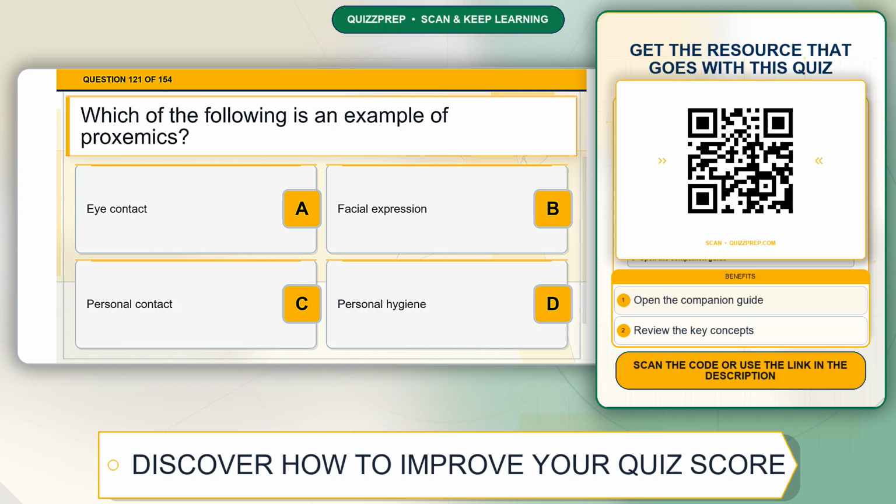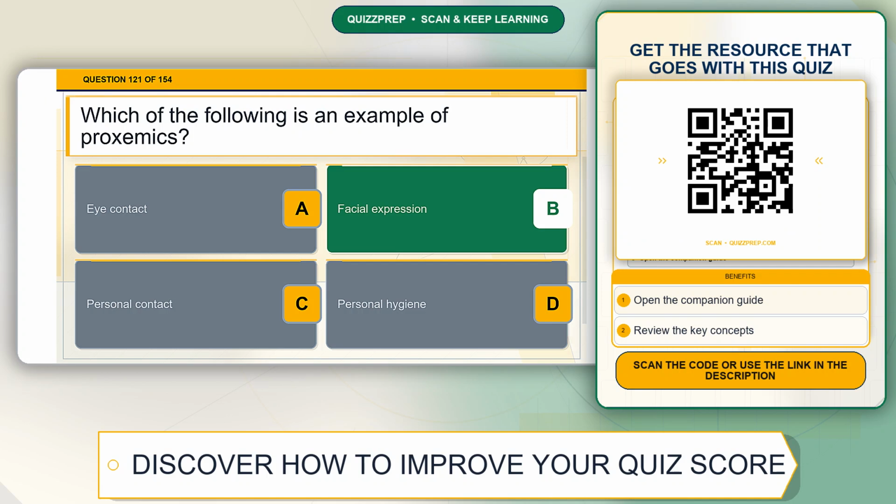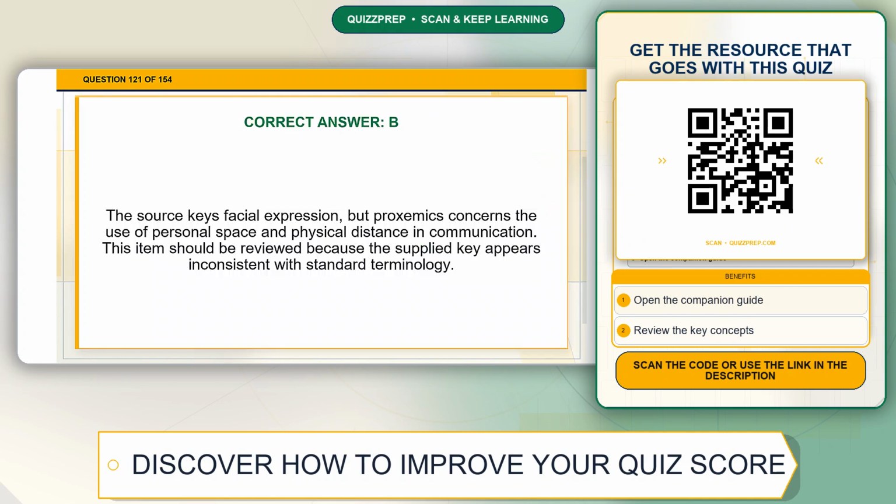Question 121. Which of the following is an example of proxemics? Option A, eye contact. Option B, facial expression. Option C, personal contact. Option D, personal hygiene. The correct answer is option B, facial expression. Explanation. The source keys facial expression, but proxemics concerns the use of personal space and physical distance in communication. This item should be reviewed because the supplied key appears inconsistent with standard terminology.